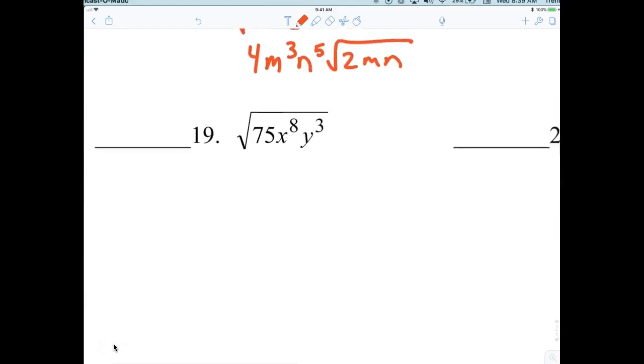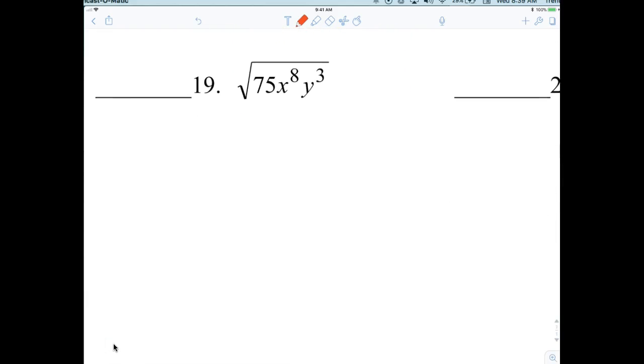All right, here we go. What do I do with 75? 25 times 3. X to the 8th, y squared y. Square root of 25. 5. Square root of x to the 8th.